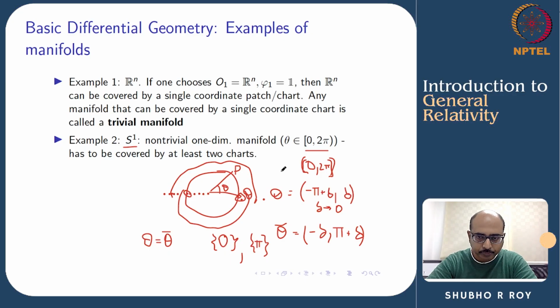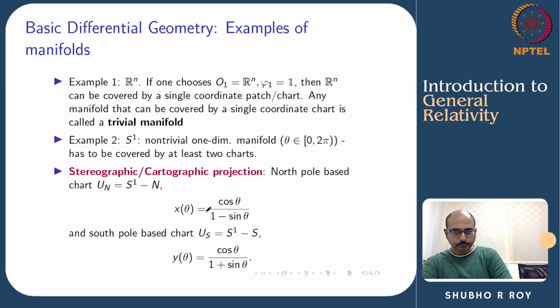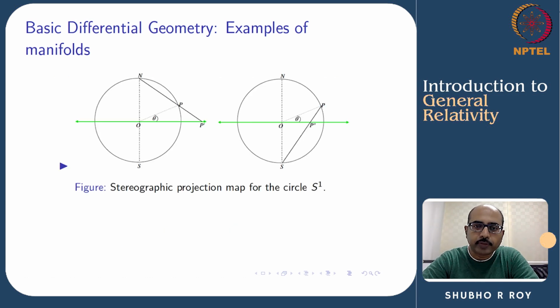Okay. So, but this is not very commonly used. Most books give you an alternative coordinate representation for the circle. So let me just go through that. That is called the cartographer's projection, or some people call it the stereographic coordinates. There you use 2 charts. One is called the North Pole based chart and the other is called the South Pole based chart. Let me just quickly explain what that is.